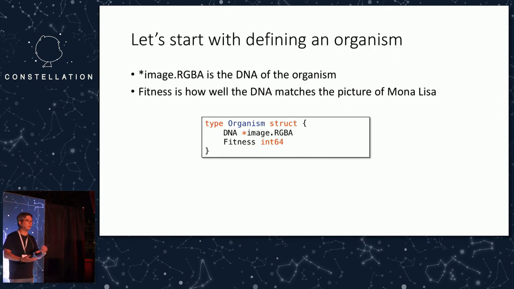So let's start over again. It's exactly the same thing. We start off with defining an organism, but instead of the DNA being a byte array, we say the DNA is now an image.RGBA. Image.RGBA is basically a way to define an image in Go. The fitness is still the same. Fitness defines how well the DNA matches the picture of Mona Lisa.